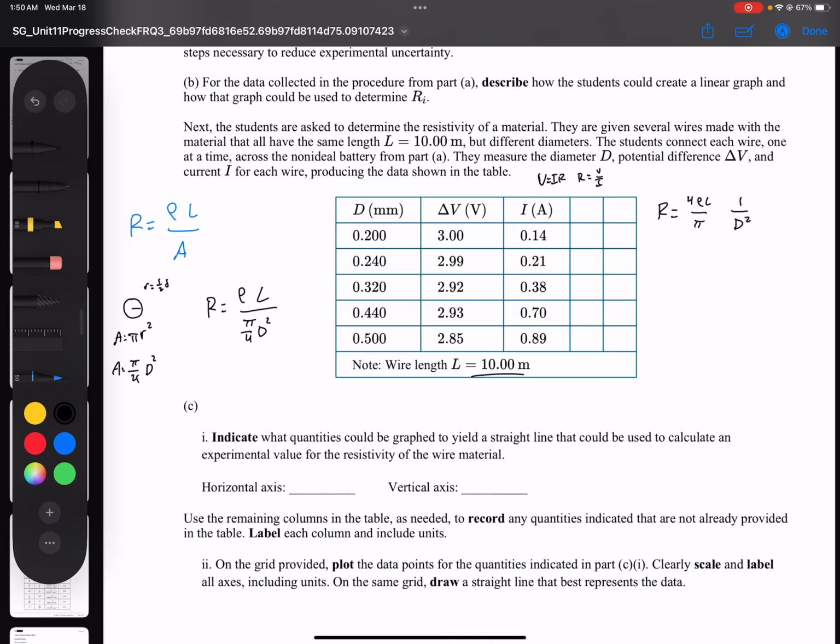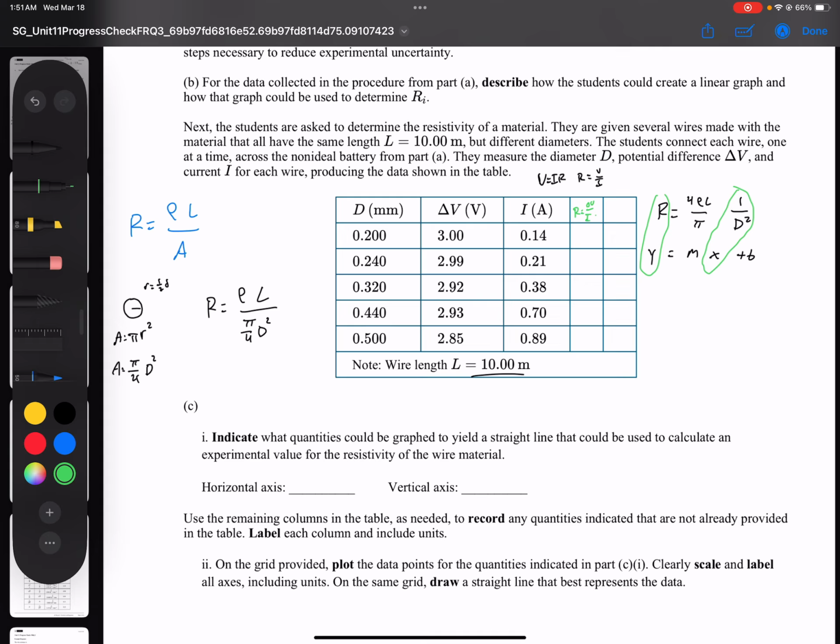And on the vertical axis, so I have Y is equal to M X plus B. And then we're going to do our linearization. So on the vertical axis, I'm going to put R. On the horizontal axis, I'm going to put 1 over D squared. And my slope is going to be 4 rho times L over pi. Okay. Now this R here, that's going to be calculated from your delta V and your I, right? So V over I. So I could have, say, R here, which is equal to delta V over I.